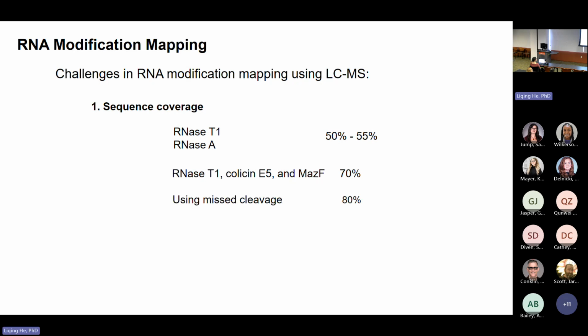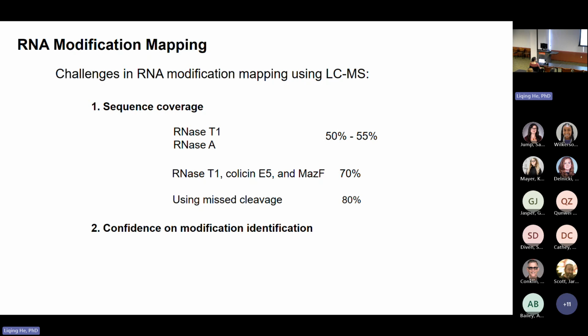Even if we use these enzymes, it may still not digest completely. It still has miscleavage. So if we add missed cleavage during data analysis, we can increase the sequence coverage to 80%. But still, 20 to 30% of the sequence is missed.